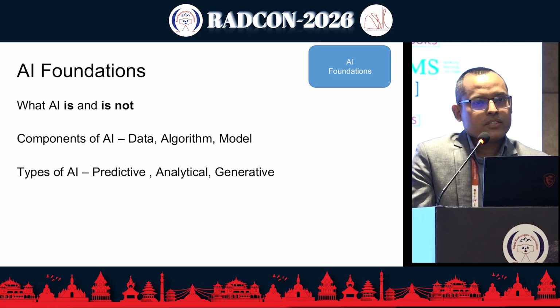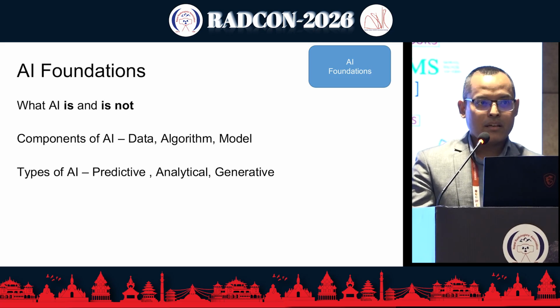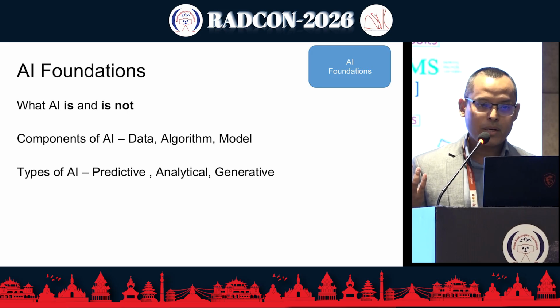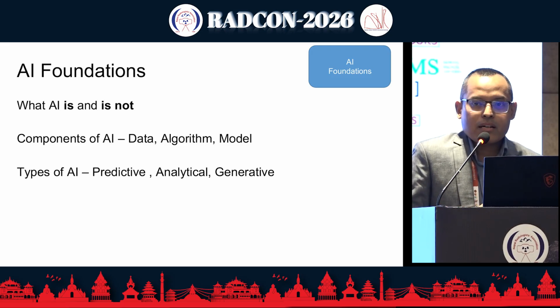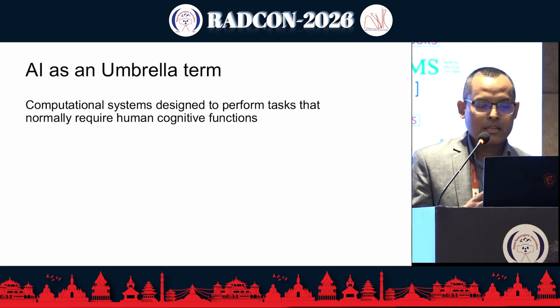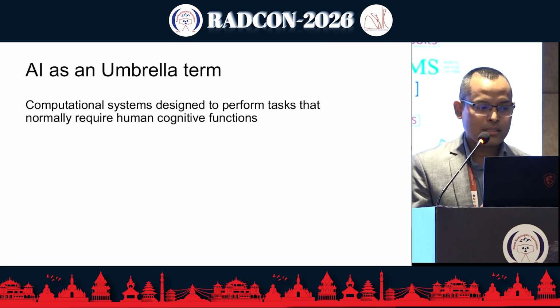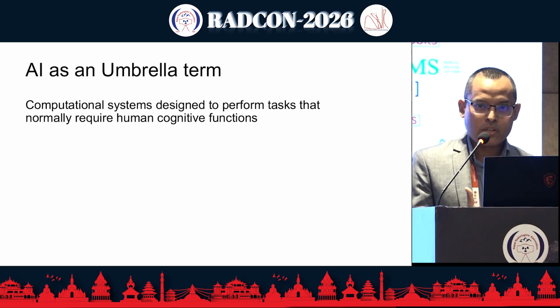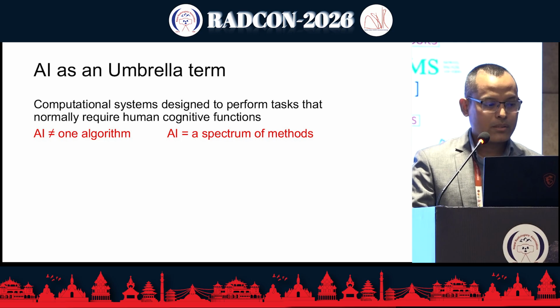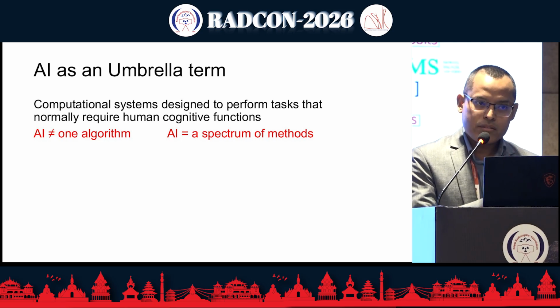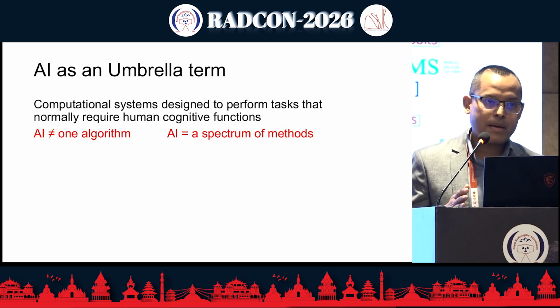When people talk about artificial intelligence, it's an umbrella term, actually. What AI does is, these are a set of computational systems that are designed to perform tasks that normally require human cognitive function, right? Human cognitive function you cannot pigeonhole into one particular thing. And so AI is not one single algorithm, it's a spectrum of methods.